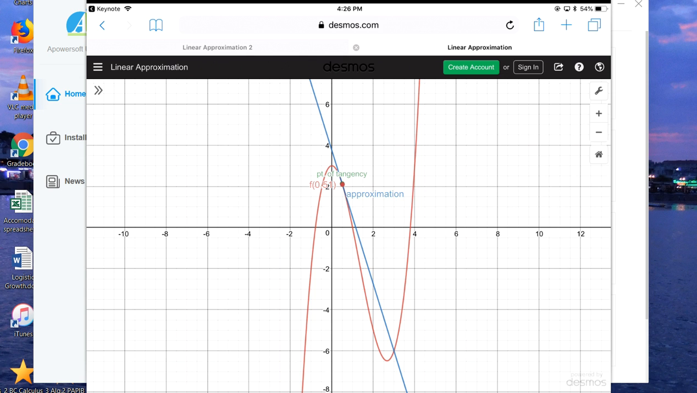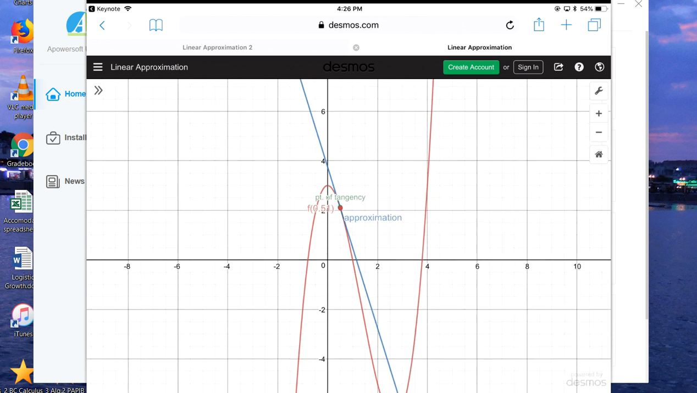There's a green point, that is the point of tangency. There's the red dot, which is f of 0.51. That's the actual value of the function. And then we're going to have a blue point that is going to be the tangent line approximation.